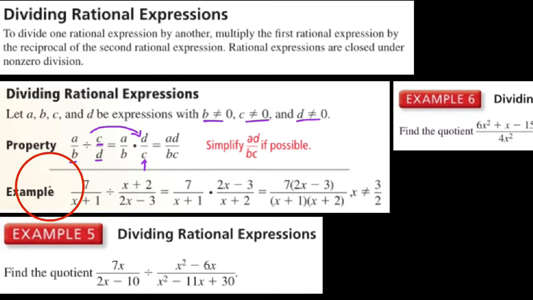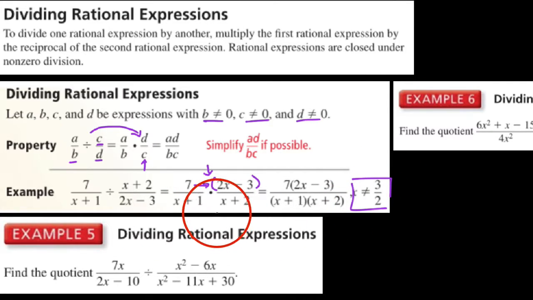Looking at an example, if we had 7 over x plus 1 divided by x plus 2 over 2x minus 3, the first thing we would do is factor, but we would also rewrite this as multiplying by the reciprocal. That looks like multiplying straight across. We get 7 times 2x minus 3 over x plus 1 times x plus 2, and it looks like we have no common factors here. In terms of restrictions, they say x cannot be equal to 3/2.